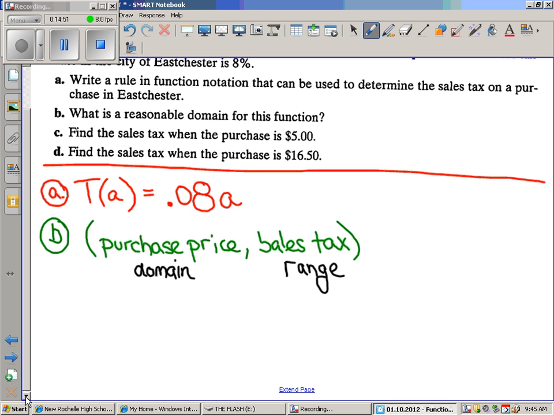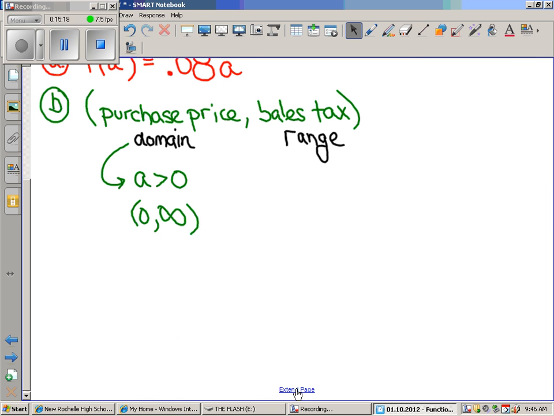So what's the domain that we're looking for? We're looking for A to be greater than 0. That's our domain, the purchase price. If you didn't want to write it like that, you could use interval notation: a parenthesis on 0 all the way off to infinity. That would have done the same thing. Parenthesis on 0 because it's greater than 0.